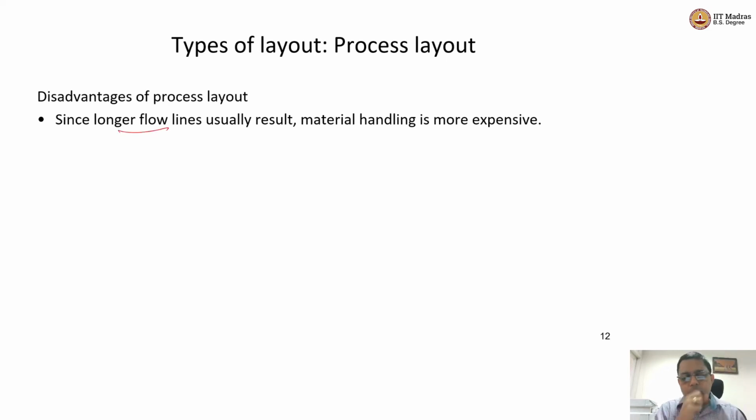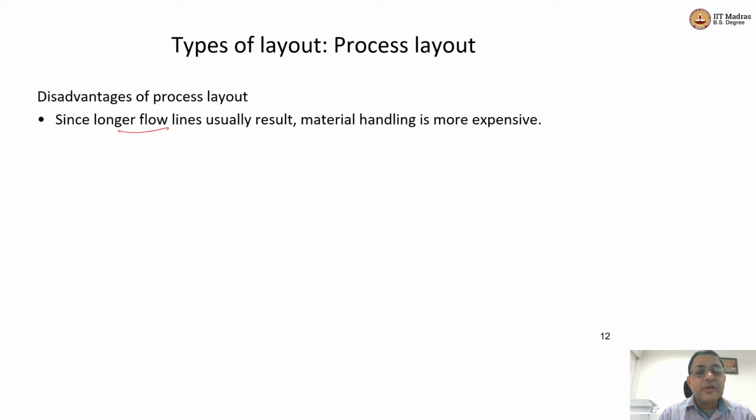Unlike product layout. What happened in product layout? In product layout, the output of one machine directly feeds into the second machine, located right next to each other. So the material handling was much less, the work in process inventory was much less. Here in process layout, that will be larger.